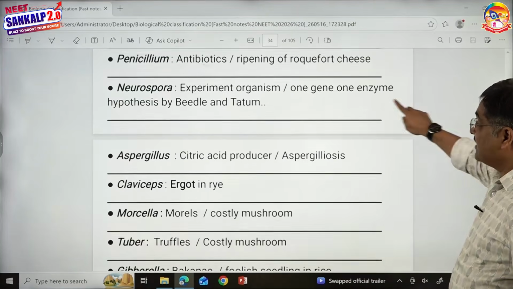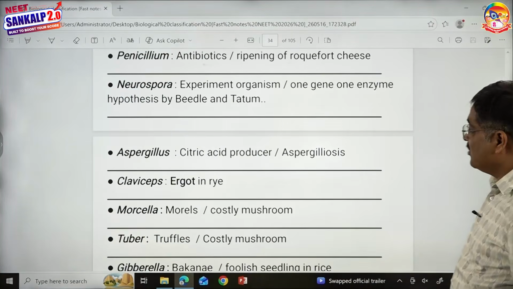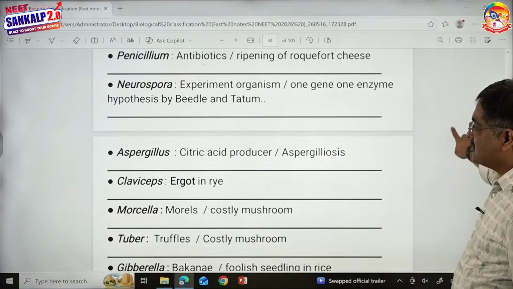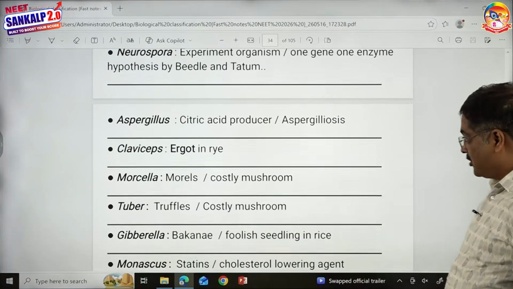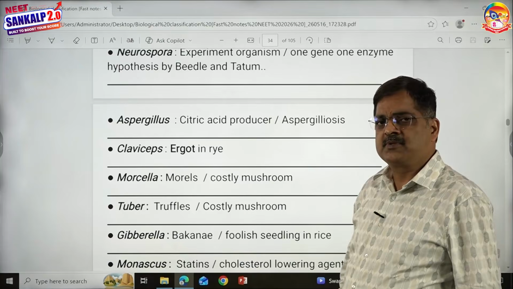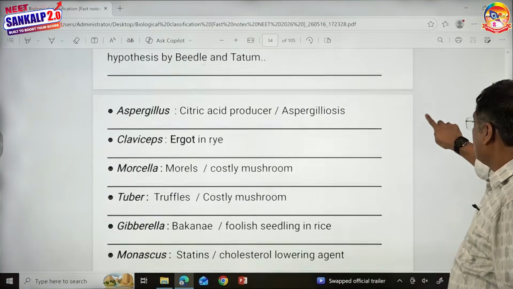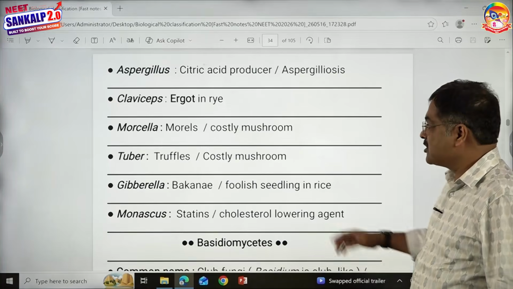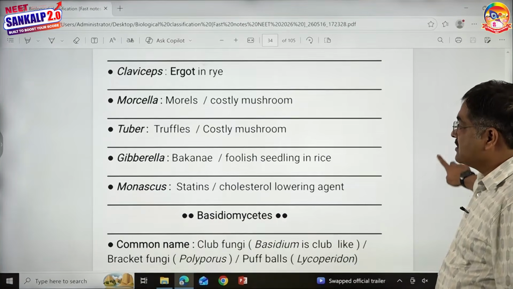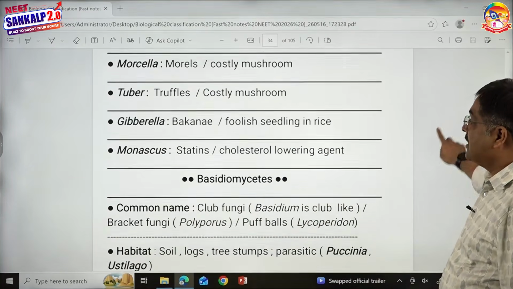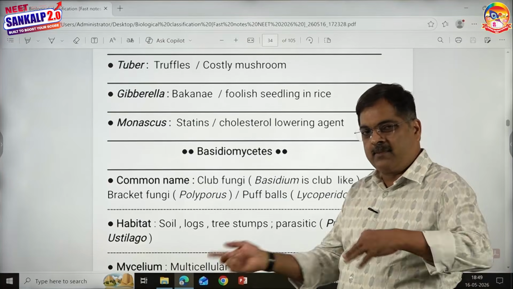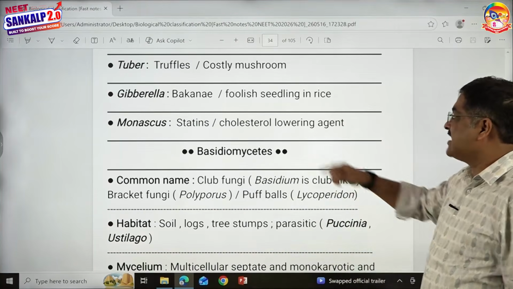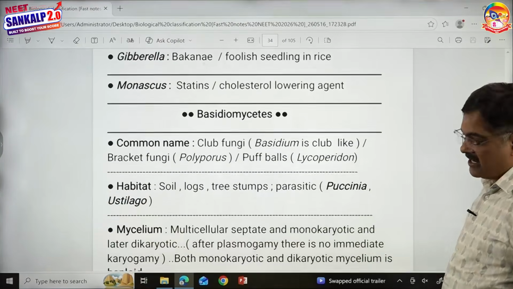Neurospora is an experimental organism. The one gene, one enzyme hypothesis was also worked out on this, by Beadle and Tatum. Aspergillus, citric acid producer. In the microbes chapter it is given. Claviceps, it causes ergot disease in rye. Morchella, morels, they're costly mushrooms. Tuber, truffles, they're also costly mushrooms. Gibberella, Bakanae disease. I brought some of the examples of fungi from other chapters into it. Monascus, statins, they're cholesterol-lowering agents.